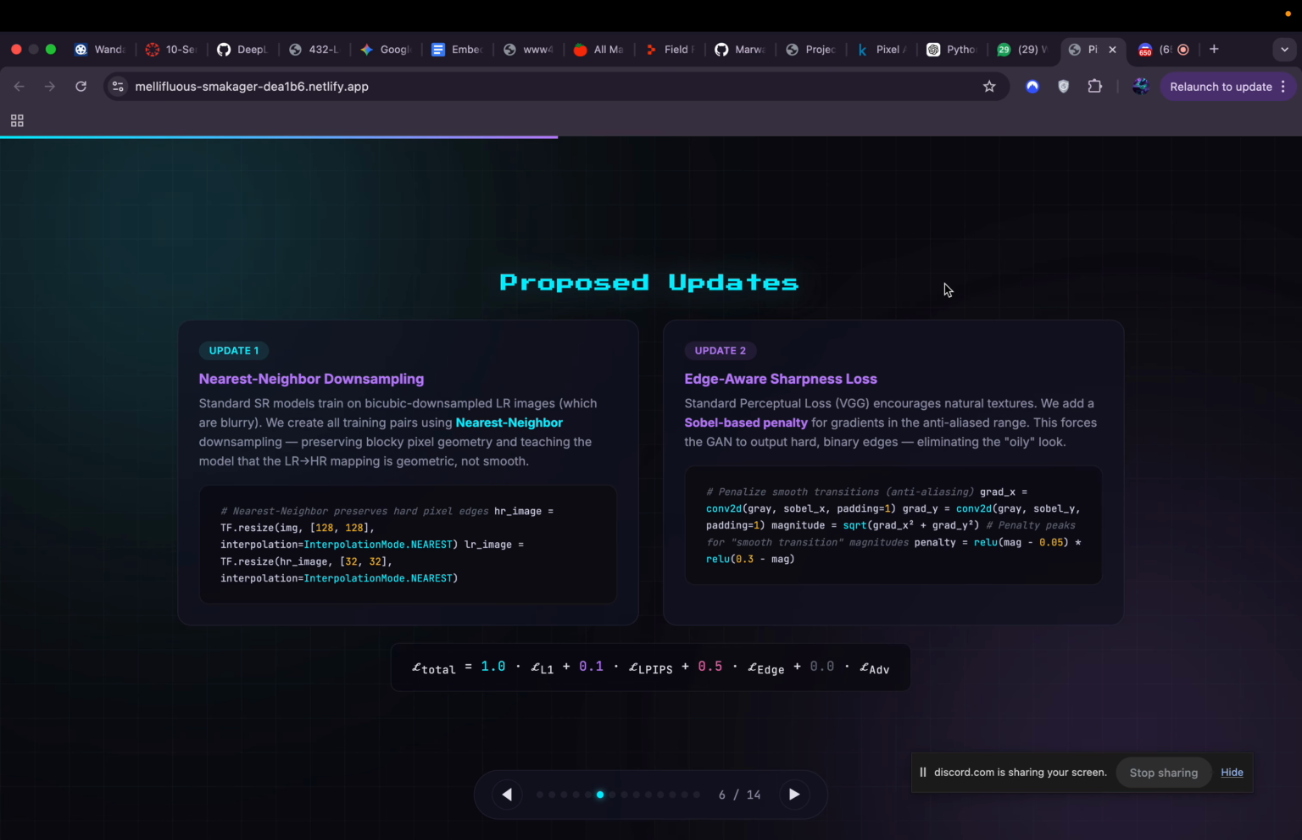Our total loss combines L1 pixel loss weighted at 1.0, LPIPS perceptual loss at 0.1, and our edge-aware loss at 0.5. We kept the adversarial weight at 0 because it introduced noise with our limited training budget. Next.